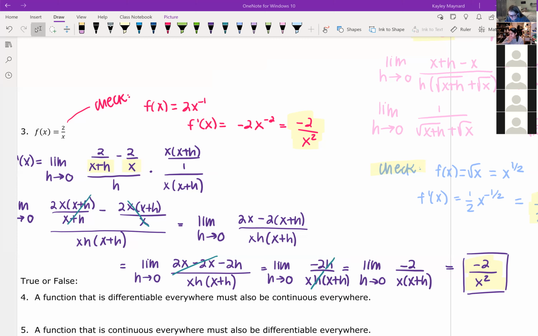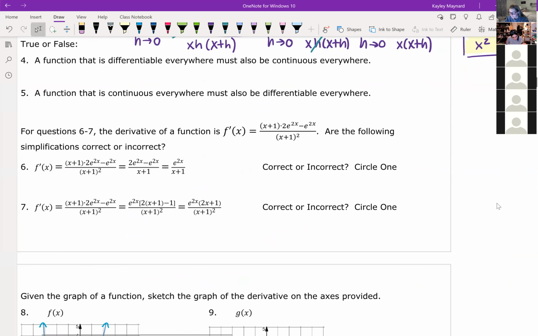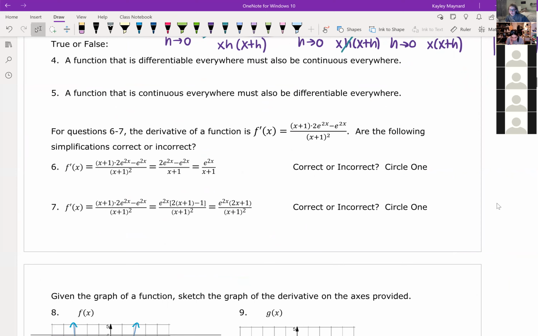Okay, so someone asked for number 7. Let me just look at number 7 really quick. Oh, okay. So someone wants to know why number 7 says that it's correct. So let's do that one because that one's not too long. Okay, so questions 6 through 7.